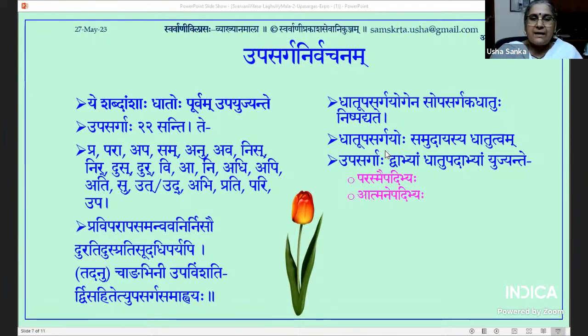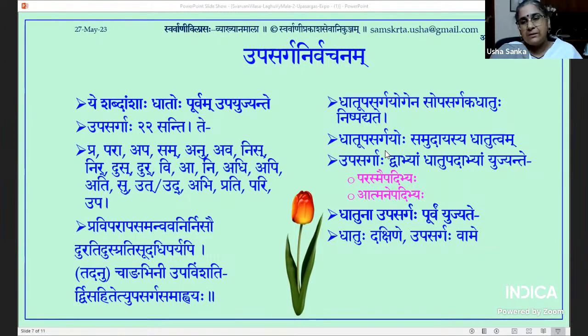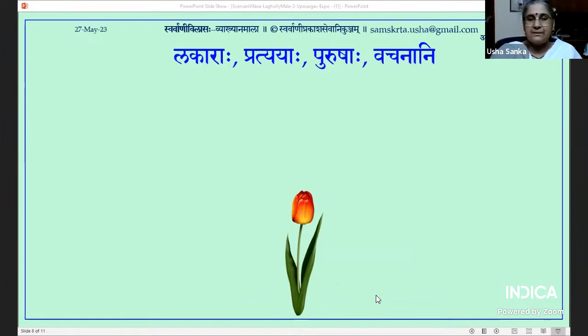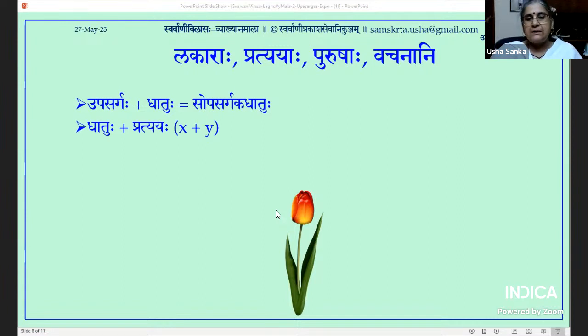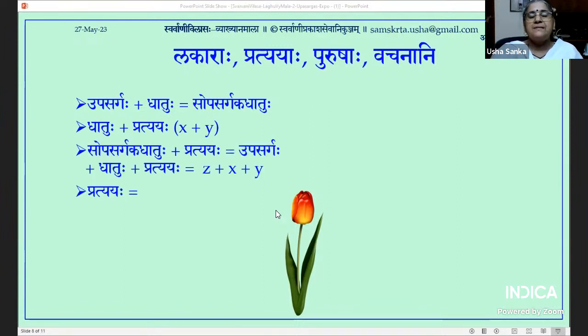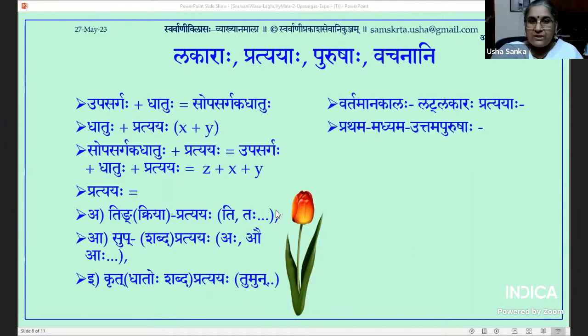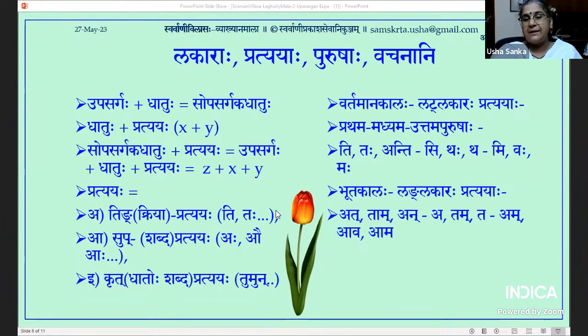Then upasarga is added to both parasmaipadis and atmanepadis, and it is always on the left of the dhatu. Upasarga is on the left, dhatu on the right. This is always very important, and I showed you two examples. Then we saw the lakaras, pratyayas, purushas, and vachanas, and how the upasarga-yukta dhatu plus pratyaya concept gives three outputs, and for one of the outputs we studied how many possible forms there are.